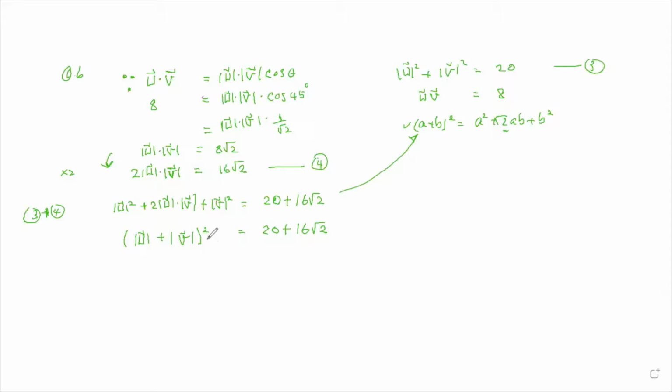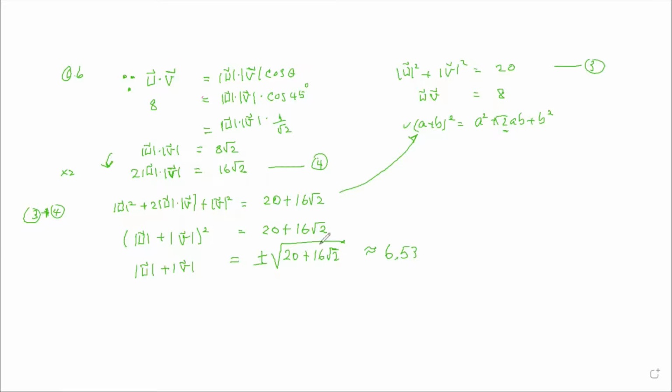And because of the power 2, we need to find only the final answer, which is the length of vector u plus the length of vector v. So it's going to be plus or minus the square root of 20 plus 16 square root 2. Then you just simplify. You can use a calculator, so this one is approximate. Two decimals is okay, 6.53, I think.